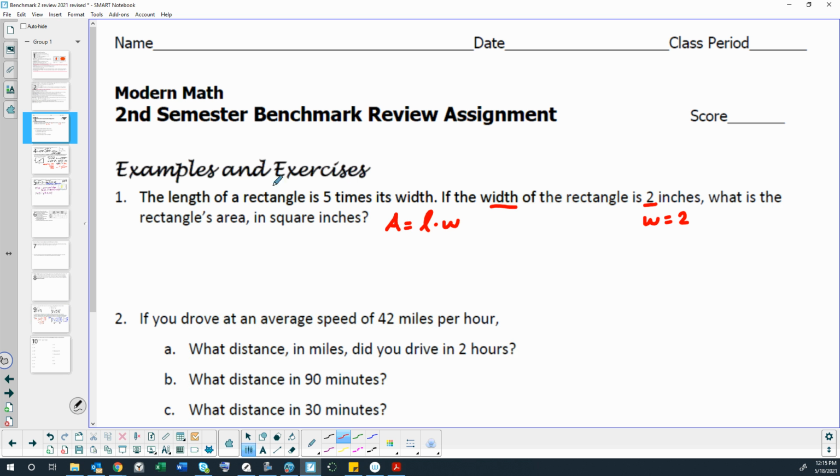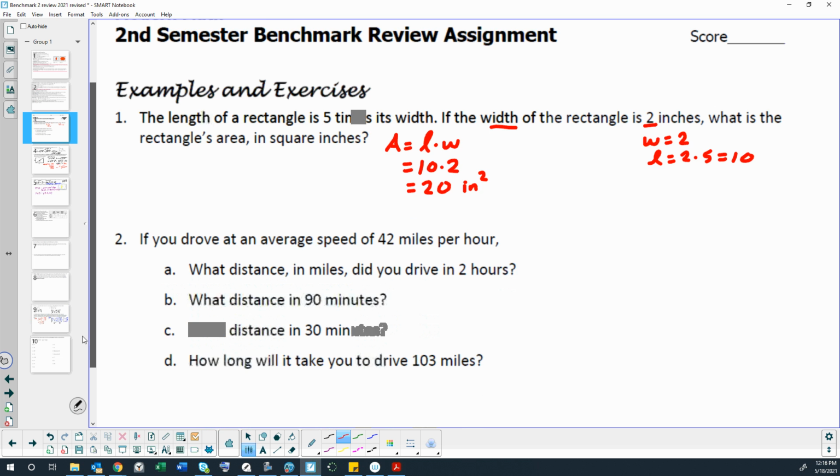The width is 2. The length is 5 times that, so the length is the width times 5, which is 10. Then what is the area? The area will be the length times the width, which is 10 times 2, or 20 square inches.